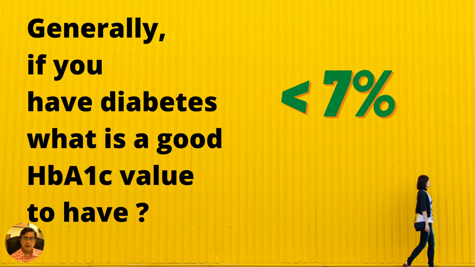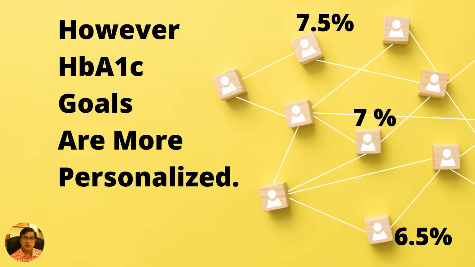Now, if you do have diabetes, what is a good HbA1c to have? In general, the diabetes associations across the world say that HbA1c of below 7% is good. But HbA1c goals today are more personalized. For example, somebody who's young, relatively in good health, we might like to keep that HbA1c below 6.5%. Somebody who is 70 or 80 with diabetes-related complications, in whom aggressive control of HbA1c can be associated with low glucose, we might like to keep the HbA1c at 7.5% or higher. But as I said, keeping the HbA1c below 7% is considered good for most people.